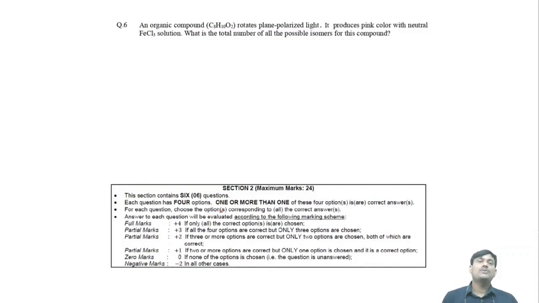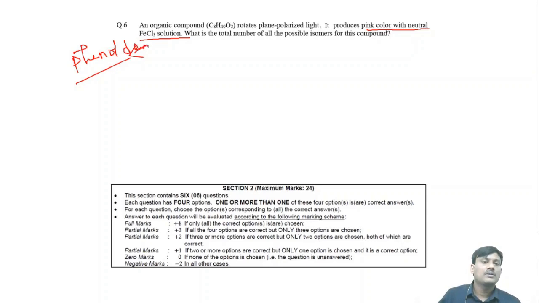Okay, an organic compound rotates plane polarized light. It produces pink color with neutral FeCl3 solution. Okay, this is the hint. Pink color with neutral FeCl3 solution means it's a phenol derivative. The given compound is a phenol derivative. What is the total number of all possible isomers? You have to identify both structural and stereo isomers.